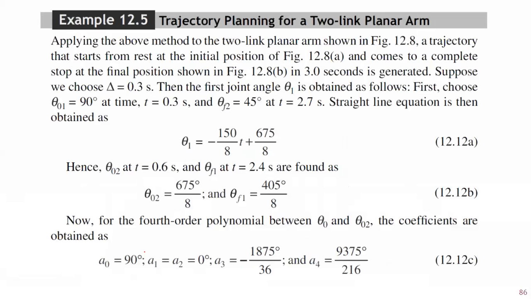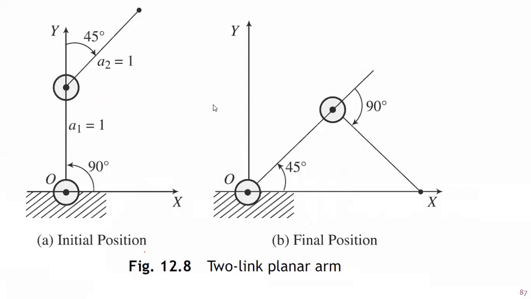Now, example 12.5, trajectory planning for a two-link planar arm. Applying the above method to the two-link planar arm as shown in figure 12.8. See that this is two link, this is the first link, this is the second link. A1 is equal to 1, it is making an angle of 90 degree. A2 is equal to 1, it is making an angle of 45 degree to vertical link, clockwise direction. This is initial position and this is the final position.